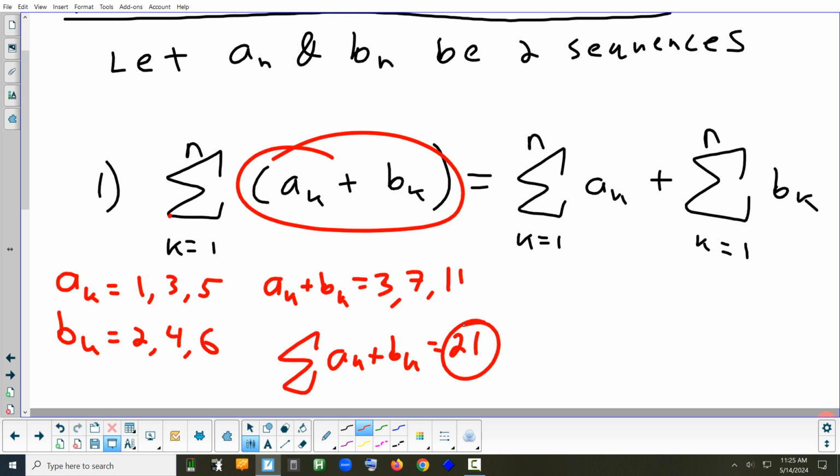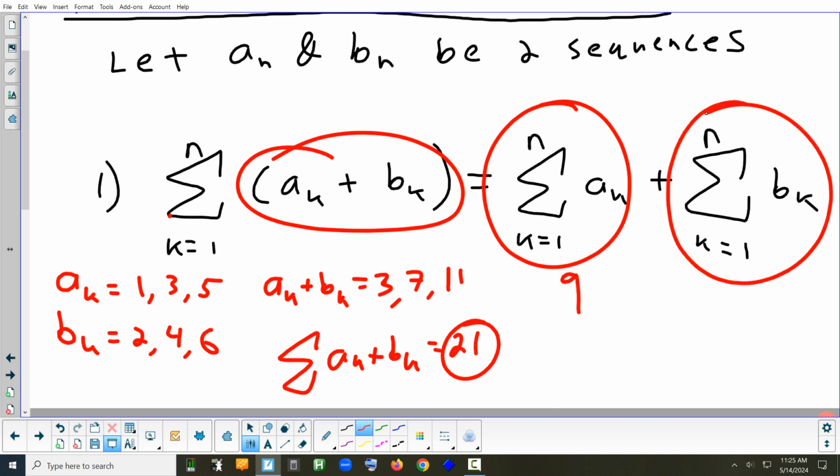Okay, now the second way. First, we're going to add up everything in sequence a sub k. What's 1 plus 3 plus 5? 9. Add up everything in sequence b. What's 2 plus 4 plus 6? 12. Now add those two numbers together. What's 9 plus 12? 21. So no matter which way you do it, you get the same answer.